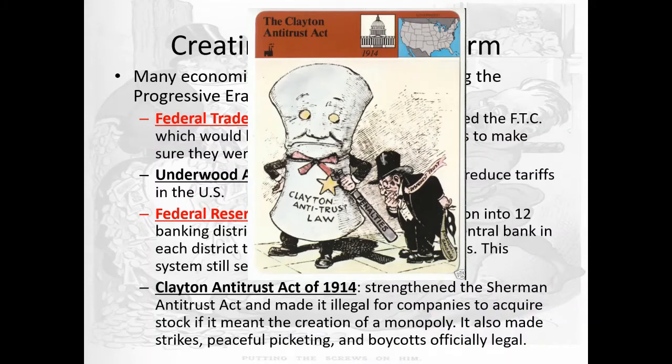Here's just a little picture showing the Clayton Antitrust Act. It's kind of like the cop, the enforcer here, carrying a cop's baton. It says Clayton Antitrust Law, and it's looking at a dishonest trust, a dishonest monopoly. Should I buy out the stock of another company, or the Clayton Antitrust Act is going to wail on me if I do?